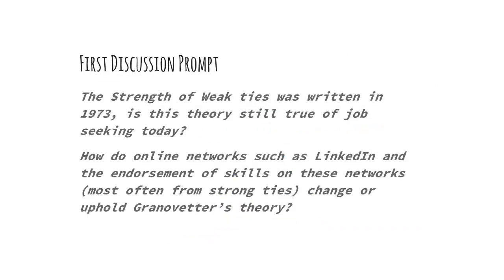So this brings me to the first discussion point about this issue. You're going to see in Canvas, this should be the top one. It's going to say the strength of weak ties was written in 1973. So is this theory still true of job seeking today? And how do online networks such as LinkedIn and the endorsement of skills in these networks, which for me anyway, seems to come from my strong ties way more than my weak ties. It's my good friends who are deciding to leave comments about my work and endorsing me. So how does that change or uphold Granovetter's theory?